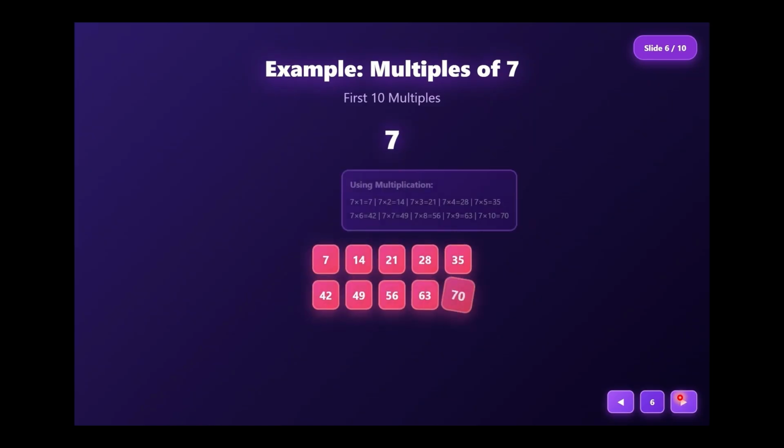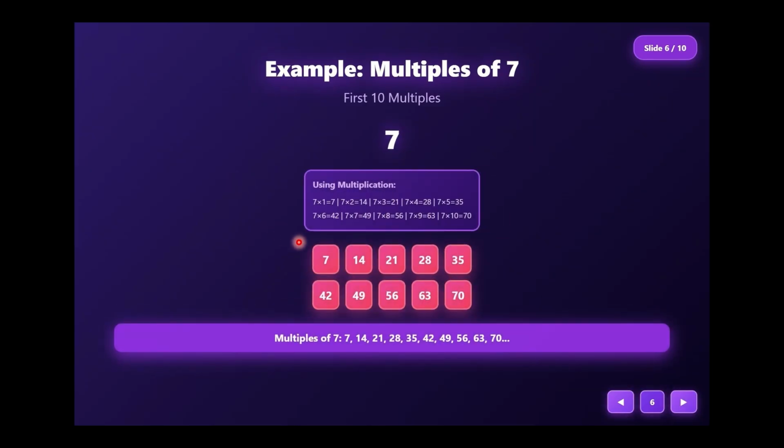Alright, let's practice with a trickier number, that is 7. Here are the first 10 multiples of 7: 7, 14, 21, 28, 35, 42, 49, 56, 63 and 70. Did you notice the pattern? Each one goes up by 7. If you know your 7 times table, you already know the multiples of 7. They are the same thing.